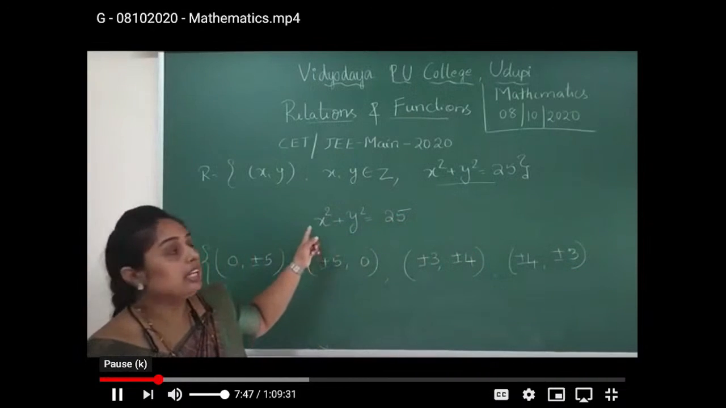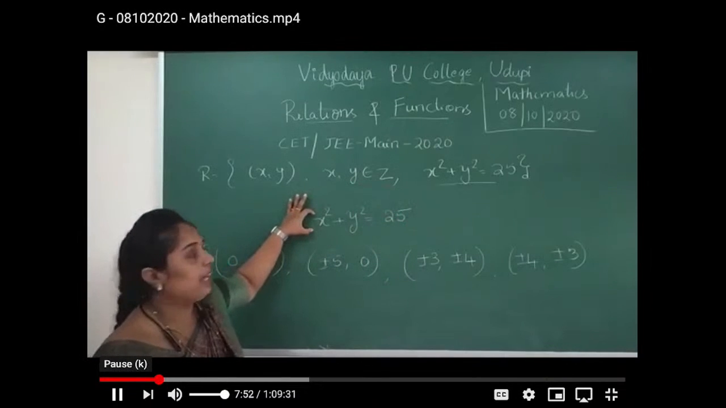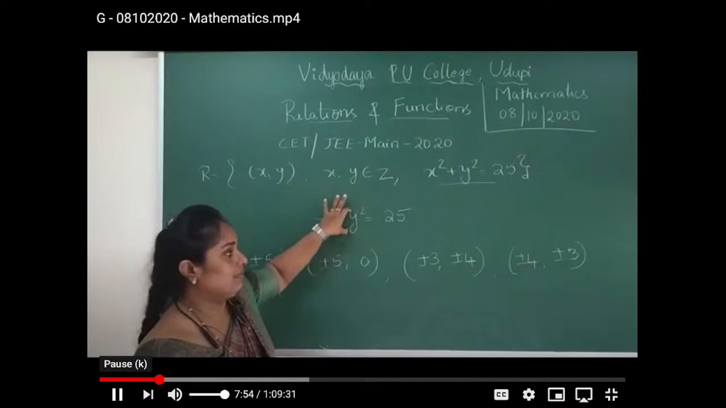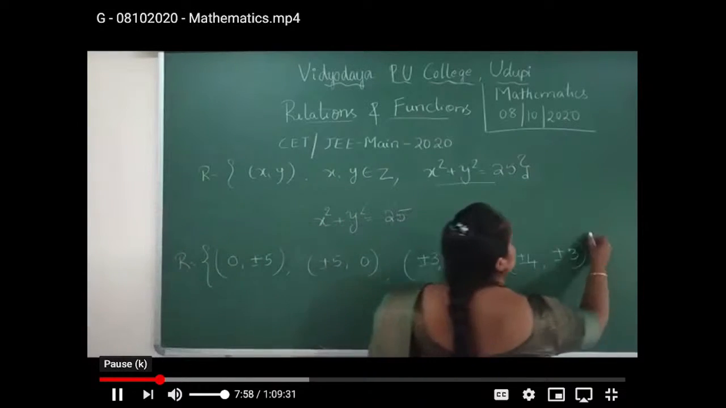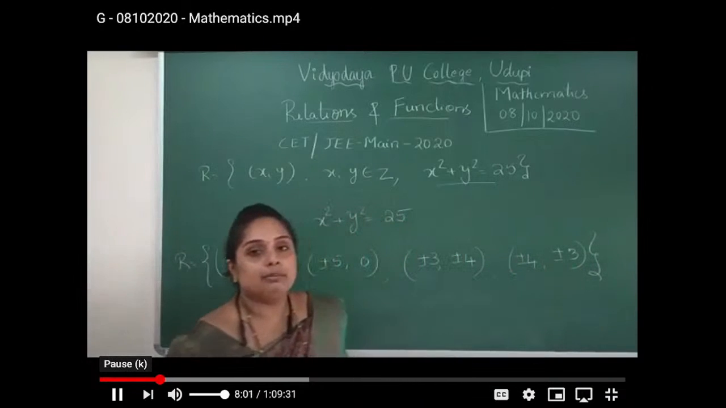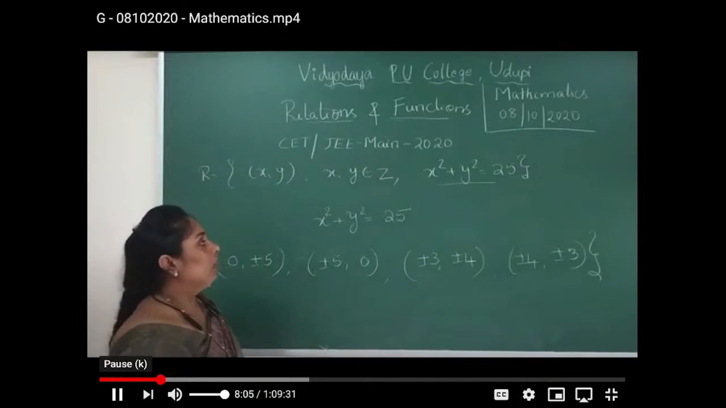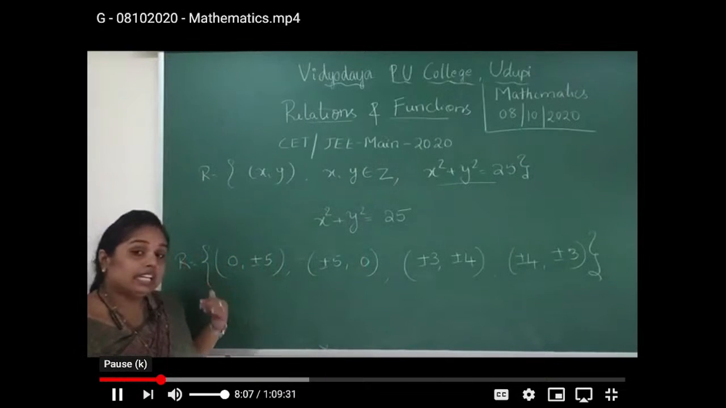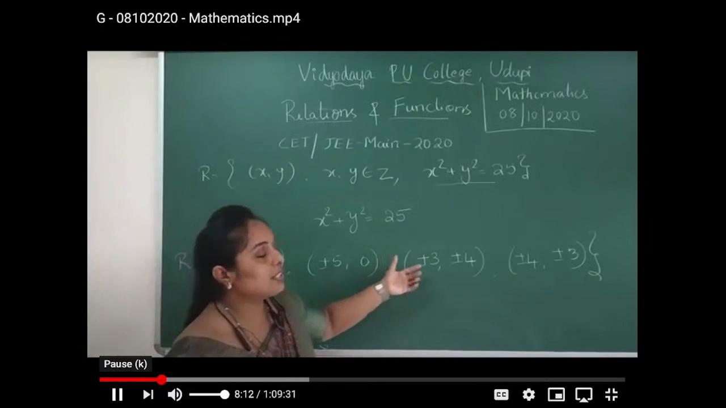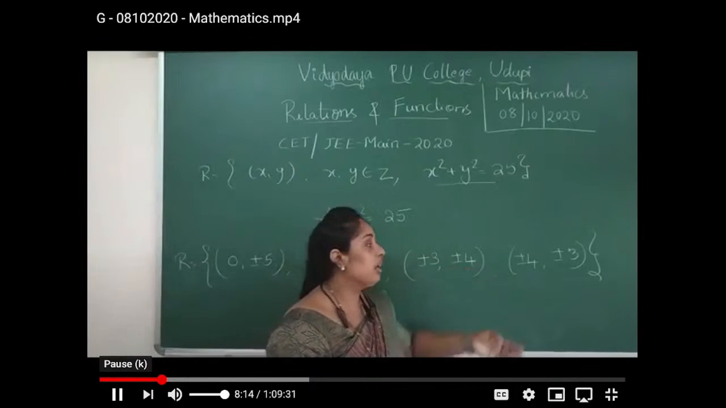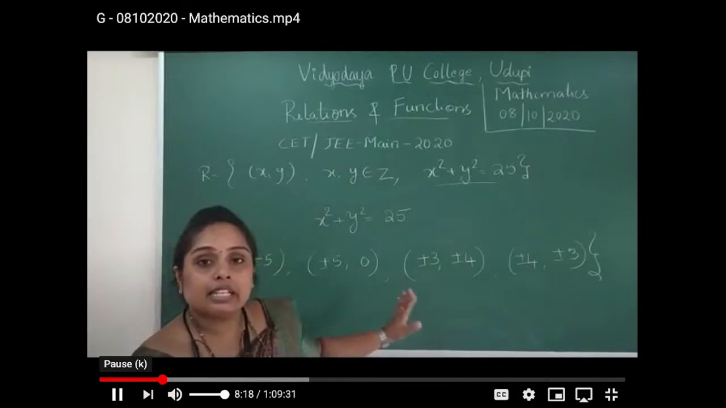If I interchange, it's given x and y belong to integers. If this is 4 square and this is 3 square, again it gives me 25. So this will be the relation. No other element, it should be only integers. You cannot substitute any other value. So the relation can be 0, plus or minus 5; plus or minus 5, 0; plus or minus 3, plus or minus 4; plus or minus 4, plus or minus 3. Now this is the relation.